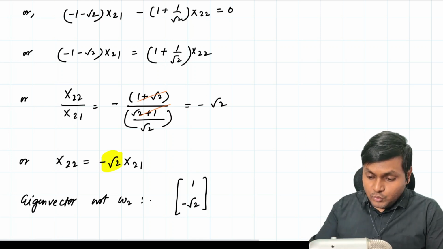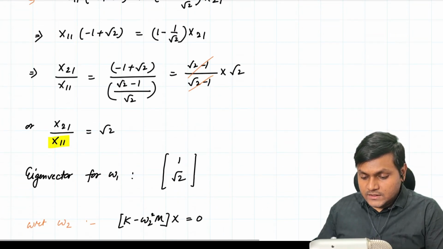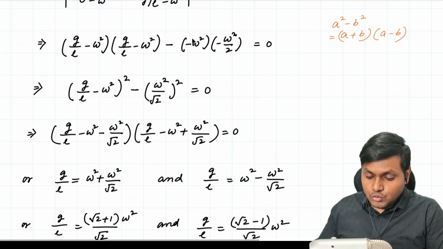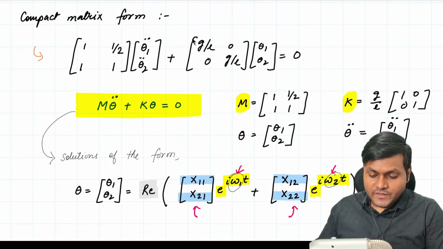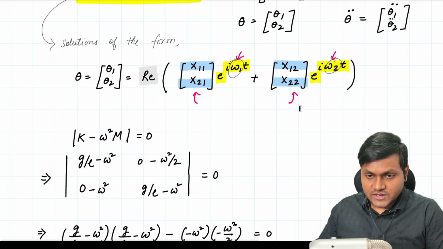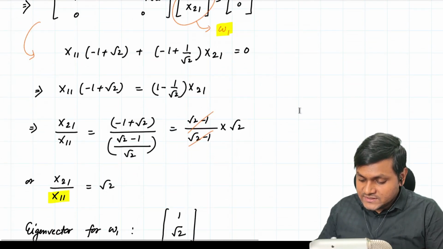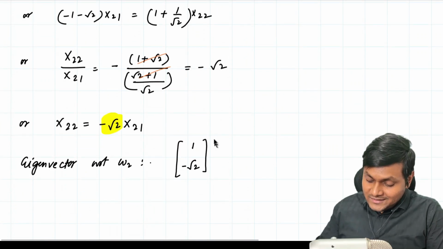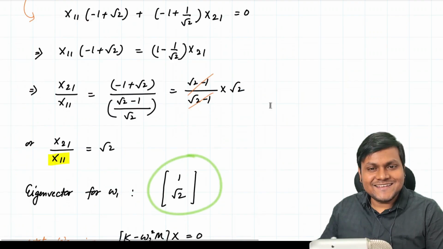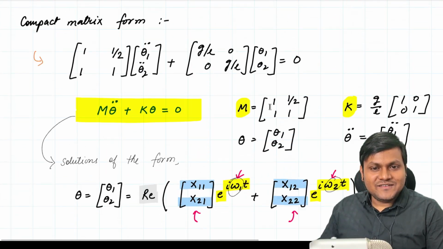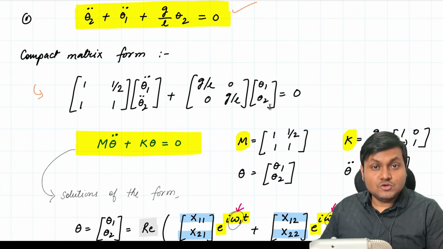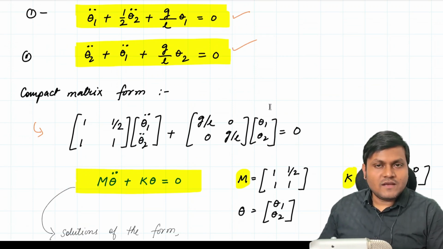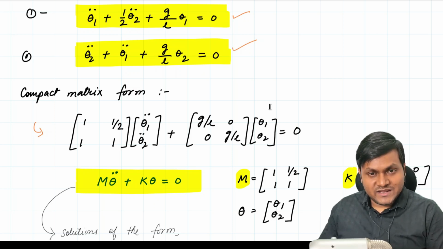That's it. Therefore, we have obtained not only the eigenvalues omega 1 and omega 2 corresponding to the compact matrix form of the second order differential equations for the double pendulum for small angular oscillations, we have also obtained the eigenvector corresponding to omega 1 and the eigenvector corresponding to omega 2. We have solved the problem analytically. We have the two second order differential equations in compact form corresponding to the equations of motion of the double pendulum. We have obtained the eigenvalues and the eigenvectors.